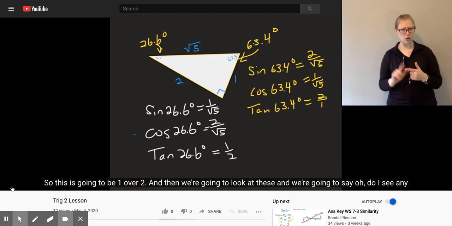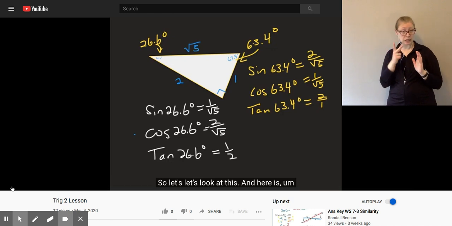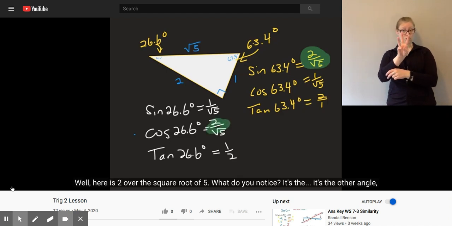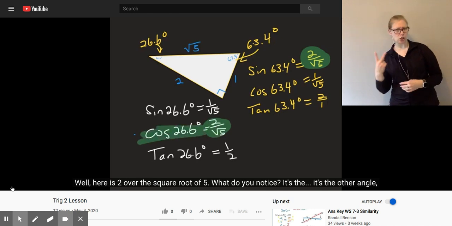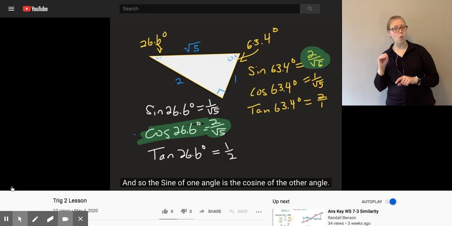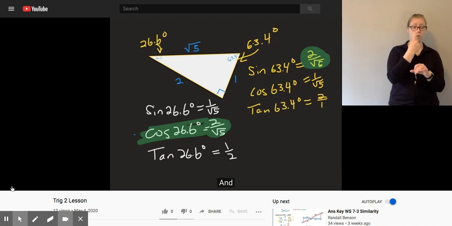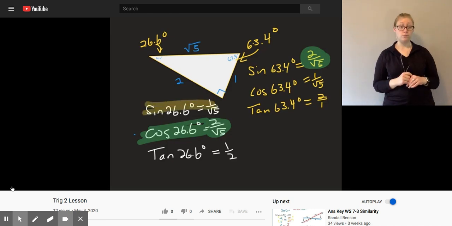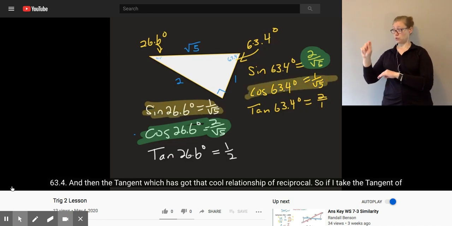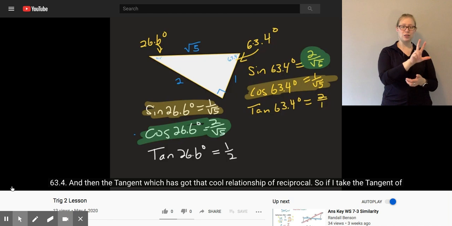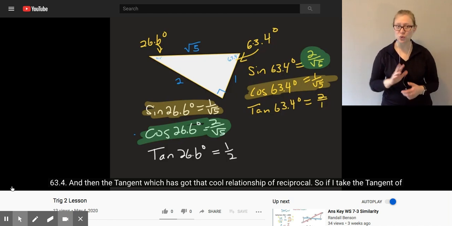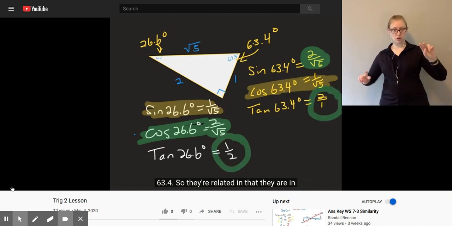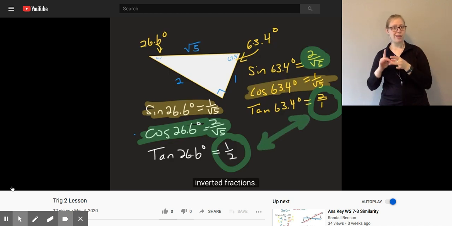And then we're going to look at these and say, do I see any patterns? So let's look at this. Here the sine of 63.4 is 2 over the square root of 5. Well, here is 2 over the square root of 5. What do you notice? It's the cosine of the other angle. And so the sine of one angle is the cosine of the other angle. And we've seen that before, and it's always true. So the sine of 26.6 is going to be the same as the cosine of 63.4. And then the tangent has that cool relationship of reciprocals. So if I take the tangent of 26.6, the reciprocal is going to be the tangent of 63.4. So they're related in that they're inverted fractions.